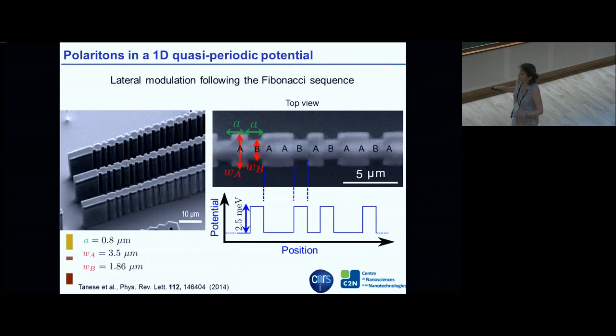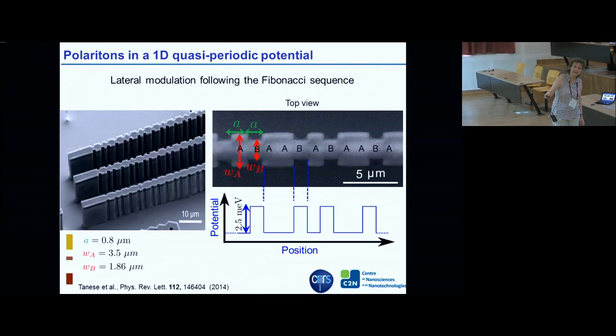Okay, and so we construct wires one after the other, corresponding to different values of the potential of the letters, to investigate it. So here you see typically the size of the letter is 0.8 micron. And the two widths corresponding to the two values of the potential are this one. Okay? So we choose a number of letters. I think in this experiment there were 233 letters, so 233 values of AB.